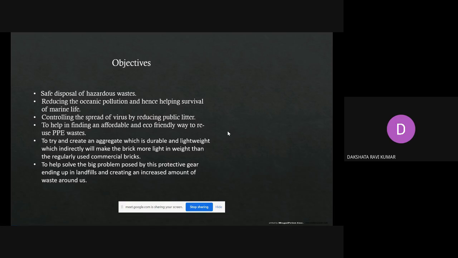Another objective is reducing oceanic pollution and hence helping the survival of marine life. It is scientifically proven that at this point there are way more masks in the ocean than even jellyfish.